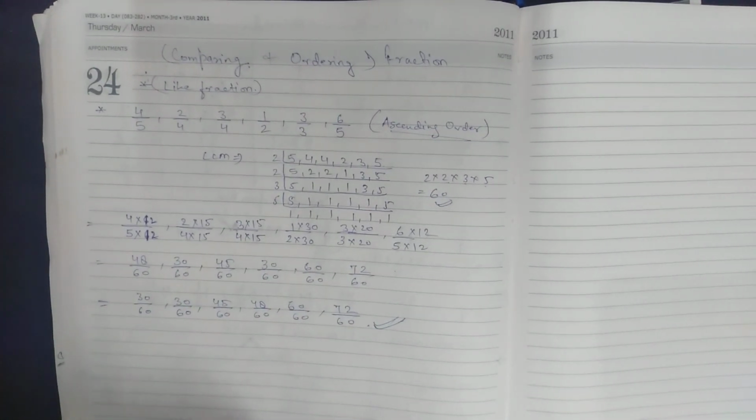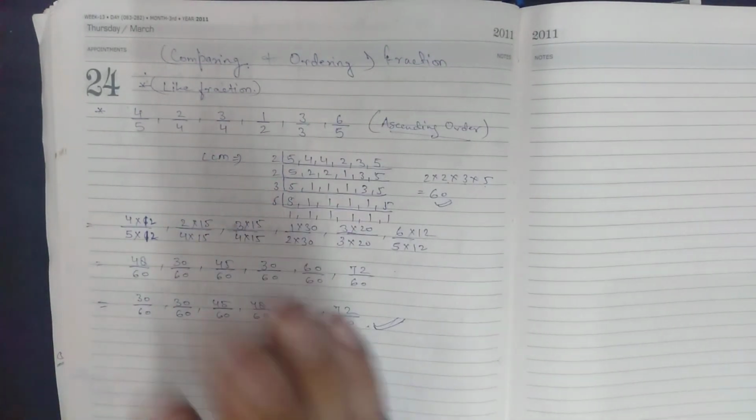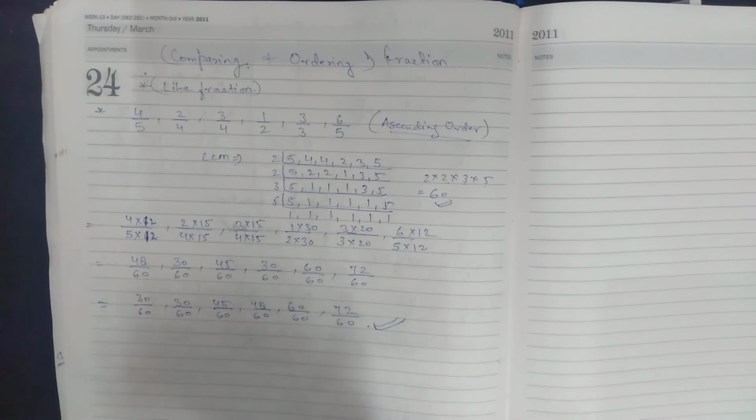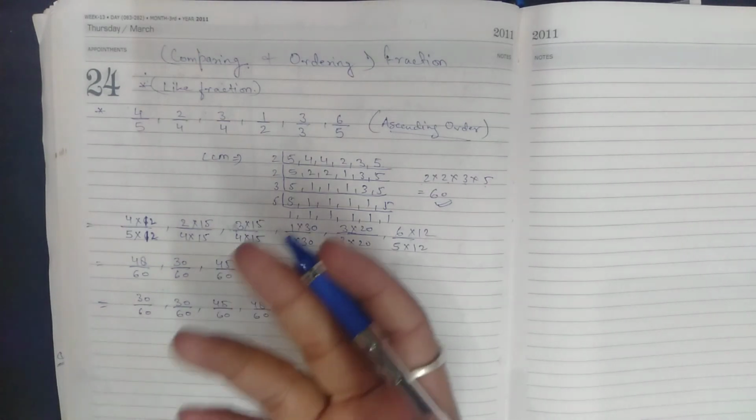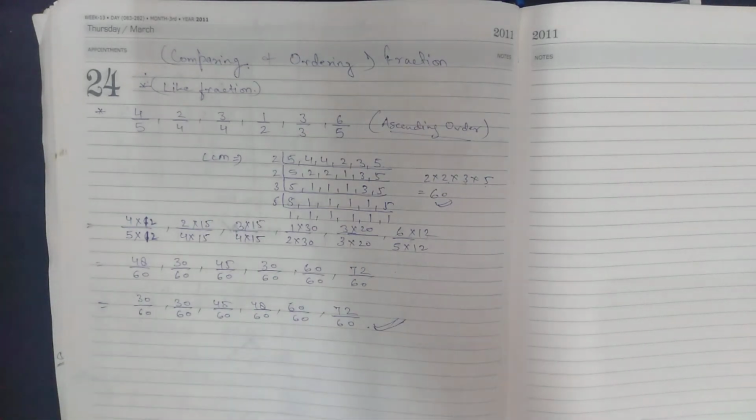Clear? In the same manner you can write the descending order, you can compare it, each and everything you can do. Each and everything in the sense means ordering and comparing. Is it clear? I hope you all have understood it. So practice a few of the questions which I am going to give you in PDF form. Okay, thank you.